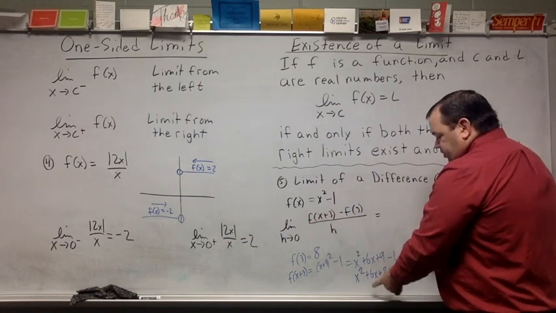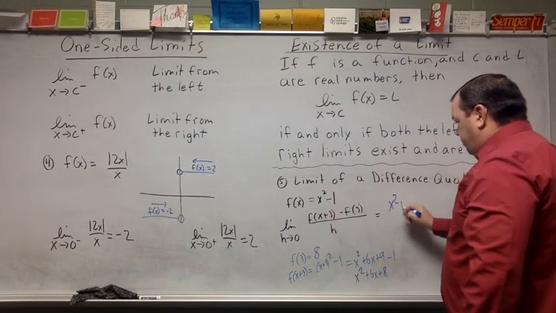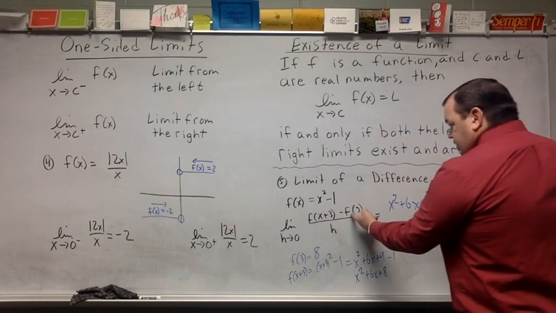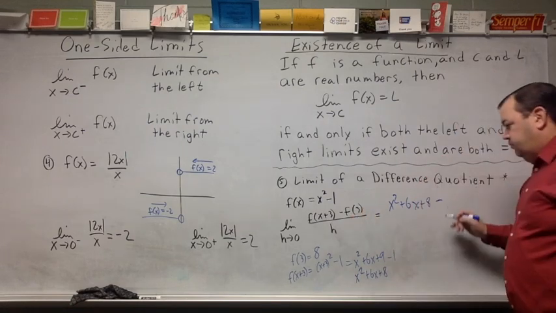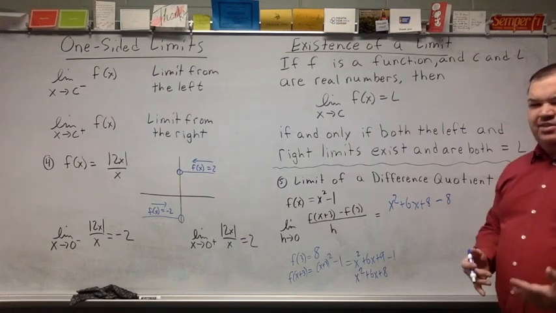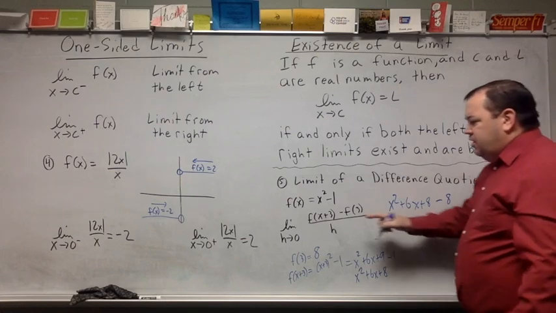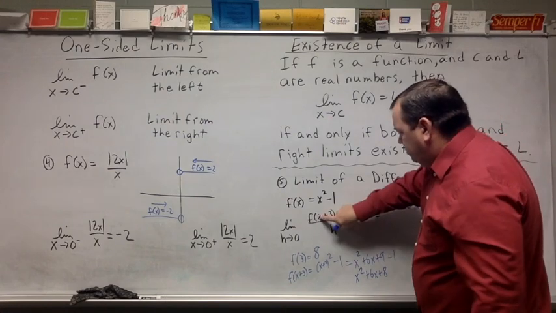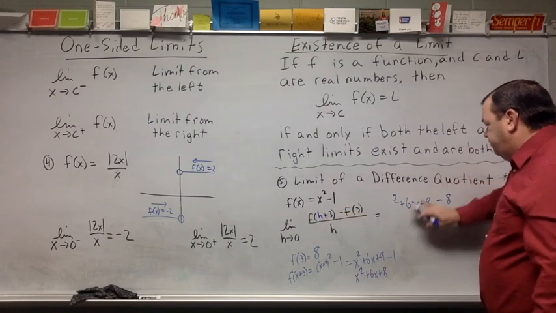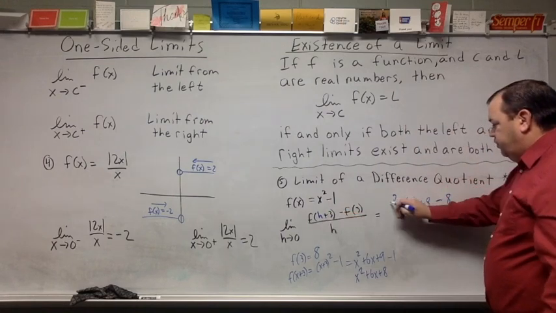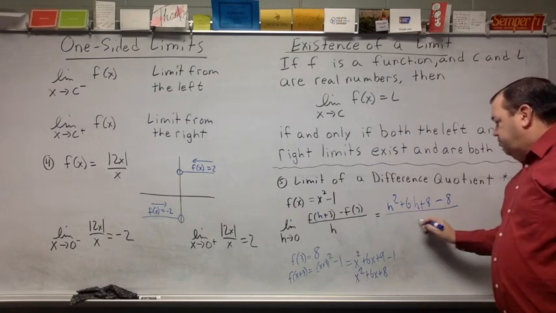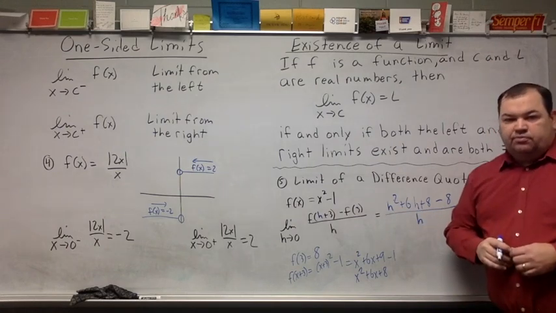So f of x plus 3 minus f of 3, which is 8. Sorry, I'm using x's and h's. I'm getting this mixed up. This is supposed to be an h. So I'm going to apologize. I'm going to put my h in here. These are h's. Hopefully that doesn't throw you off too much. And I'm supposed to divide this by h.